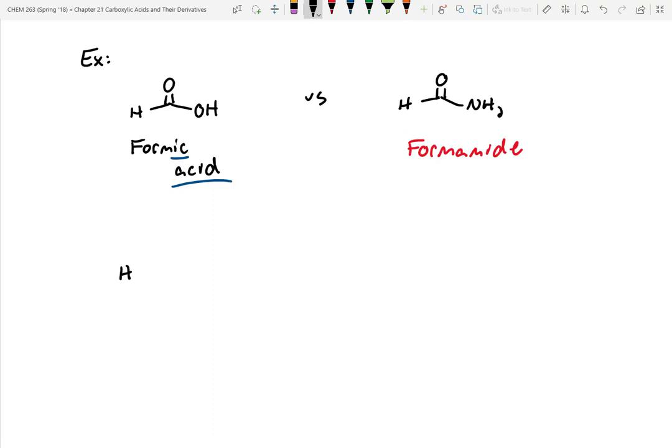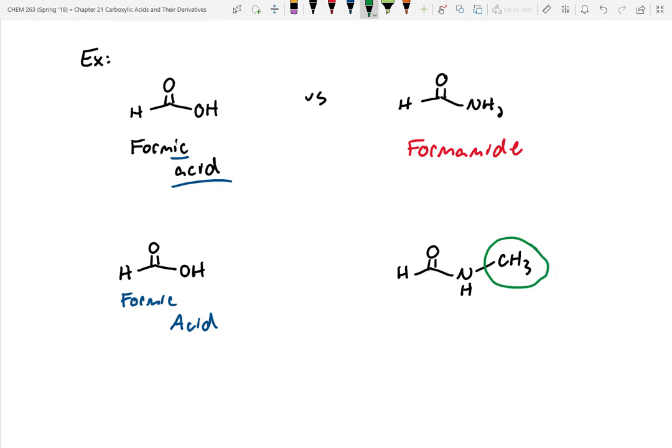This will likely be on the ACS. So just like before, we said this is formic acid. All right, this time what you have to do is indicate that there's a methyl group coming off that nitrogen. So in order to do that, you just say N-methyl at the beginning, and then you would follow with formamide.